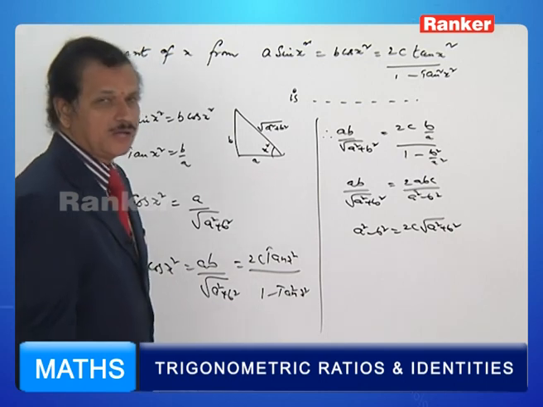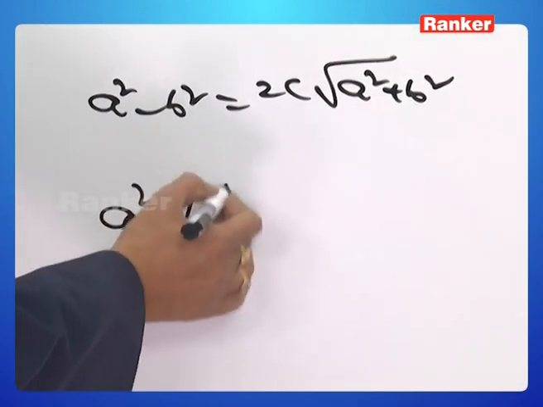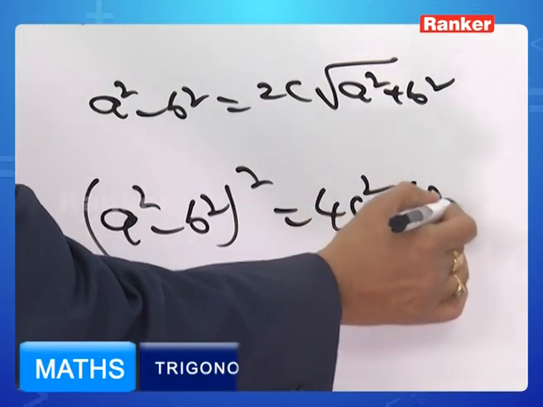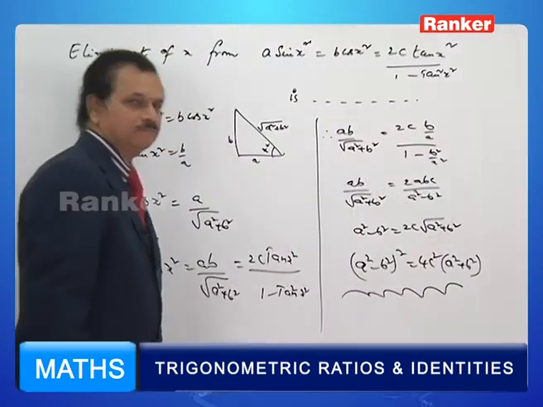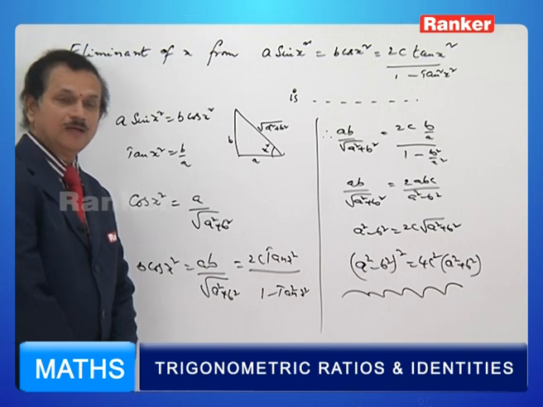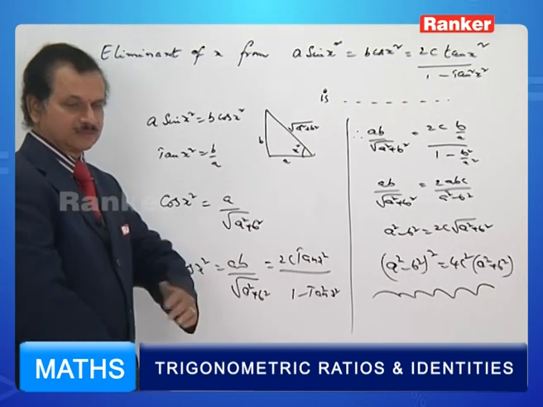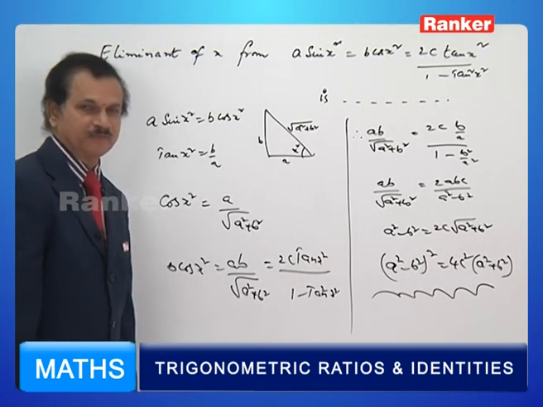And square it on both the sides, so you will be having a square minus b square whole square is equal to 4c square into a square plus b square. That's all. That's it. That is the way in which we can eliminate x square. Of course, x, that is the element of x from the given equations.